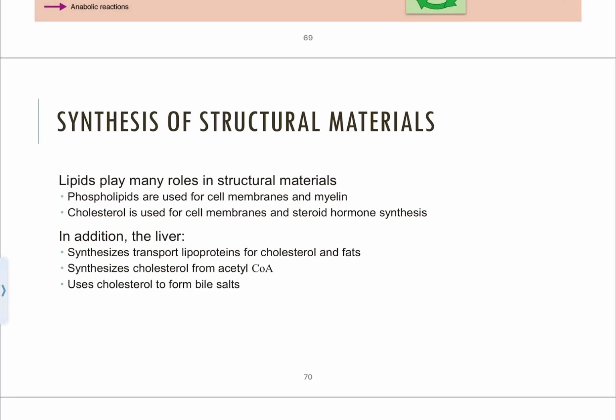So, synthesis of structural materials. All body cells are going to use phospholipids because they're components of the plasma membrane. They also need cholesterol, which is considered a lipid, as a component of plasma membranes. We already talked about phospholipids being really important in the myelin sheaths of neurons back in AMP1. We also need these for other organs like our ovaries and testes, and also to be able to synthesize some steroid hormones.